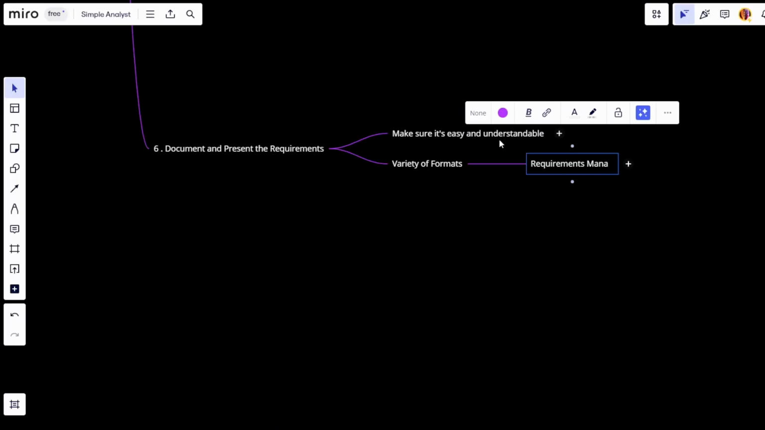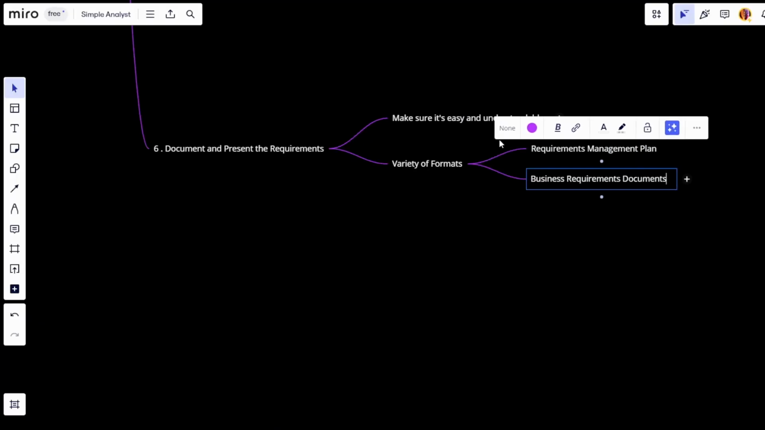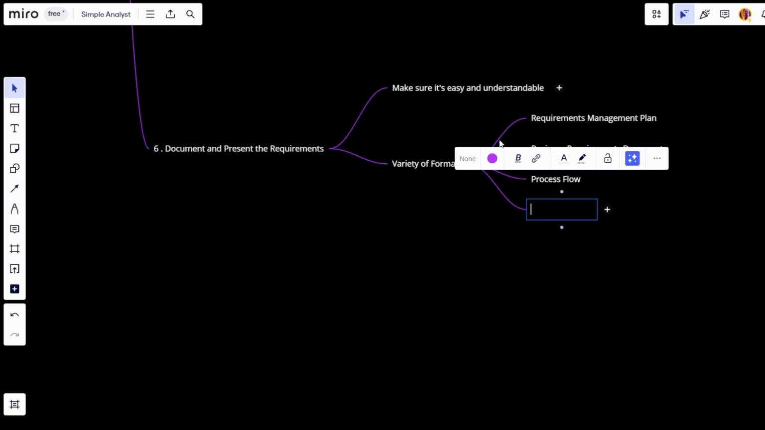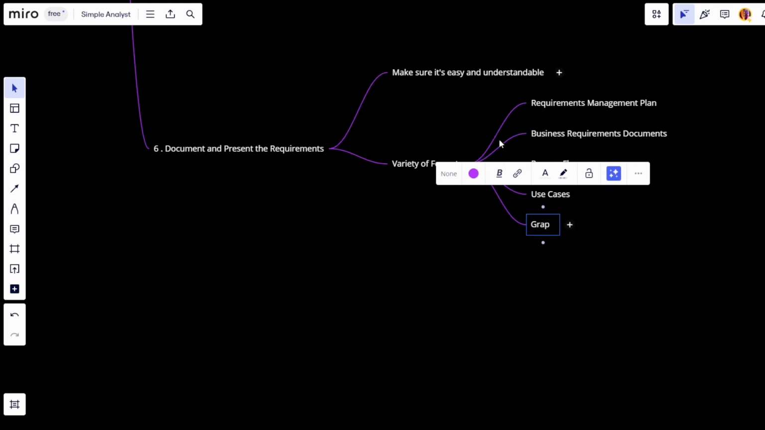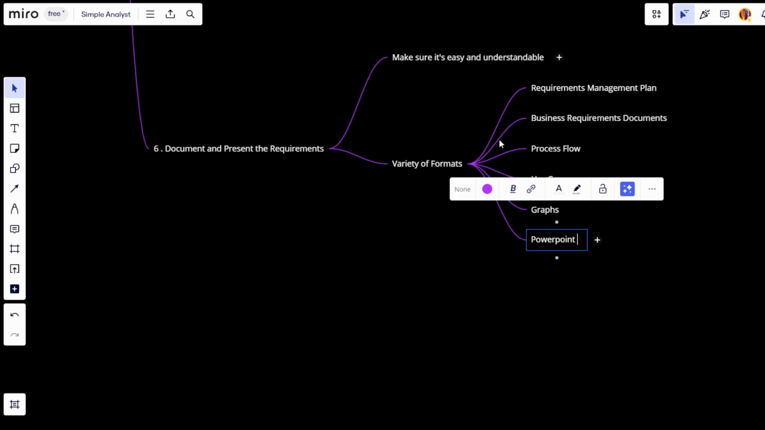6, document and present the requirements. Once we've analyzed the requirements, we need to document them in a way that is easy for everyone to understand. This can be done in a variety of formats, whether we are talking about the requirements management plan, BRD, which is business requirement documentation, process flow, use case, graphs, or PowerPoint presentation.